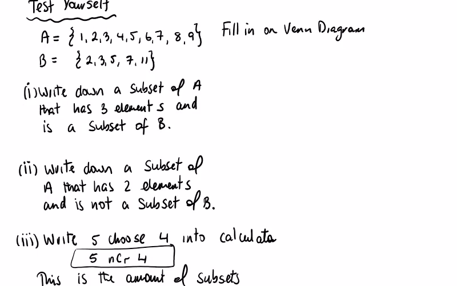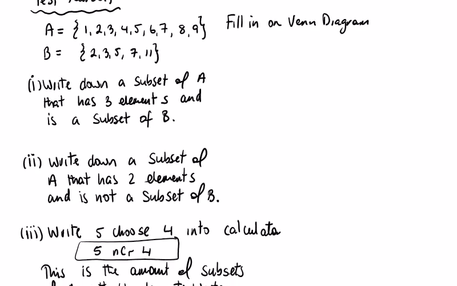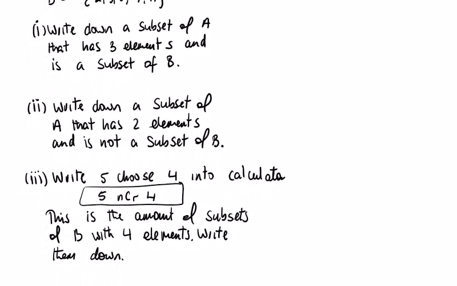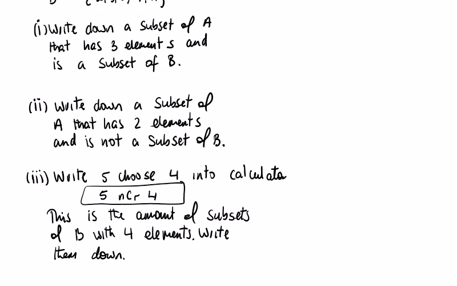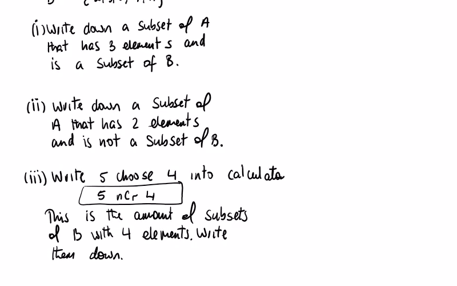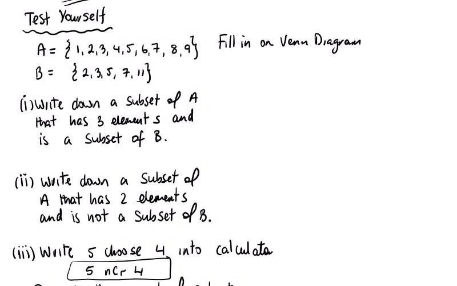This is the time to pause the video and try this question. Set A and set B. Fill in the Venn diagram. Write down a subset of A that has 3 elements and is a subset of B. Write down a subset of A that has 2 elements and is not a subset of B. And then write 5 choose 4 into your calculator, 5 NCR 4. This is the amount of subsets of B with 4 elements, and I want you to write them down.